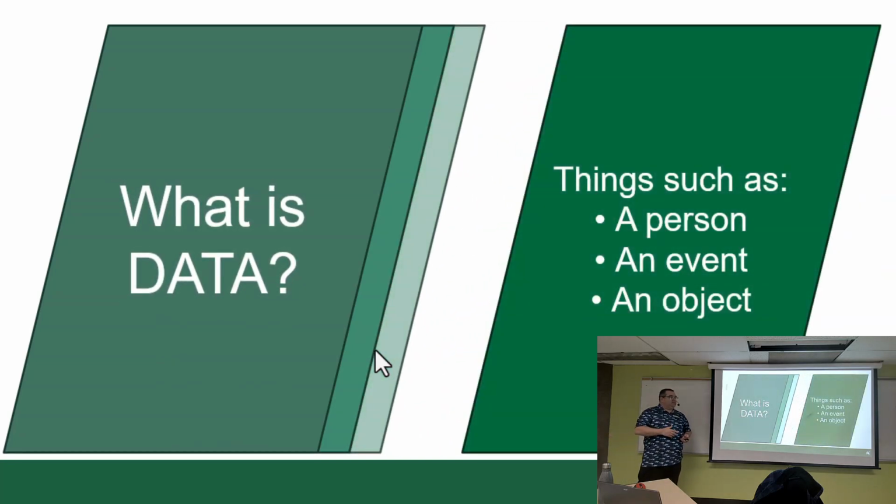So examples of things: a person, event, or an object. So student is a thing. You're all things. Teachers are things. We're things too. This classroom is a thing. A class, technically, we could call that an event. It's something that's happening. An object, your laptops. These are all things that you can track data about.